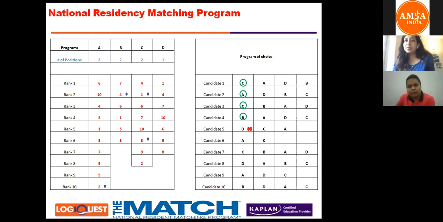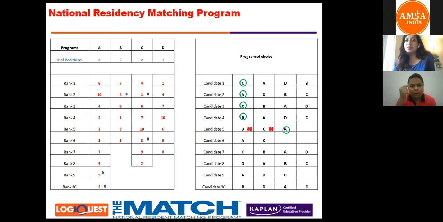His second best choice is program C. Now we have to see on C's list, do we have candidate 5? No, we do not have candidate 5 there as well. So he is unlucky here. Now what happens? We move to the next choice that he has, which is A. That is his last choice. On A's list, do we find candidate number 5? Yes, at rank number 9, I find candidate number 5. So he got lucky at the last minute, at the last choice. At least he got a match.